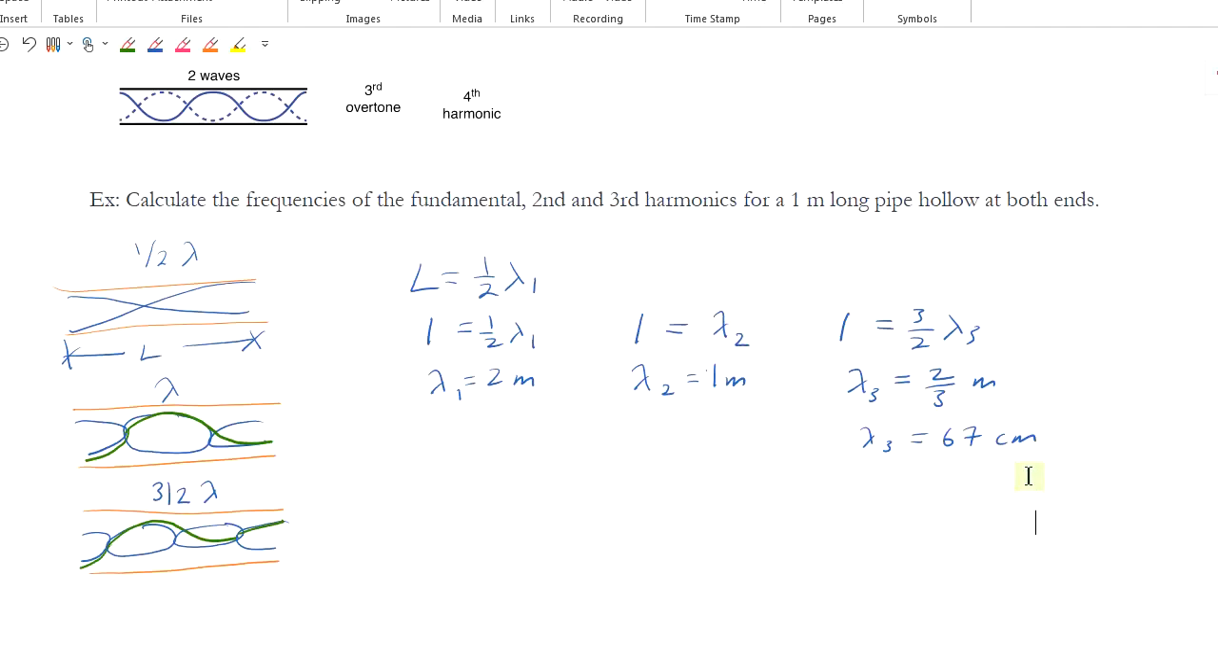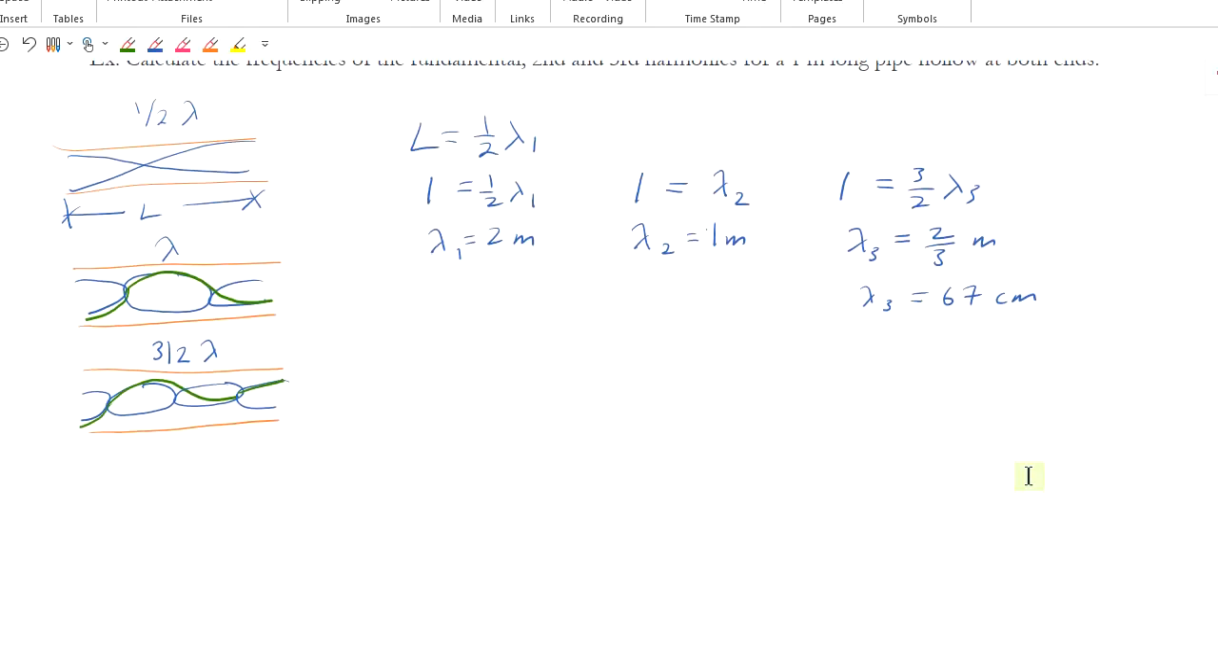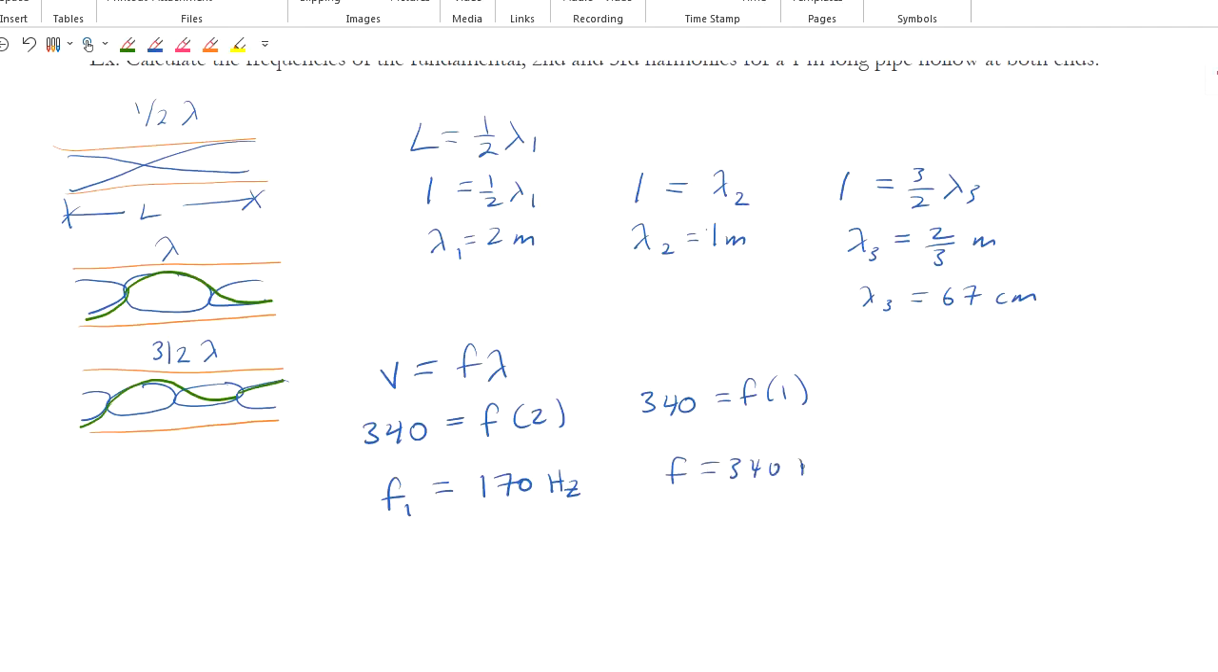Okay, so now we just need to calculate the frequency based on the speed of sound. We'll choose the same speed of sound, 340. The frequency multiplied by 2 here. So in the first case, the frequency is 170 hertz. That's the fundamental, which I'll denote with F1. The other case is 340 equals F times 1. That's easy. Frequency is equal to 340 hertz.